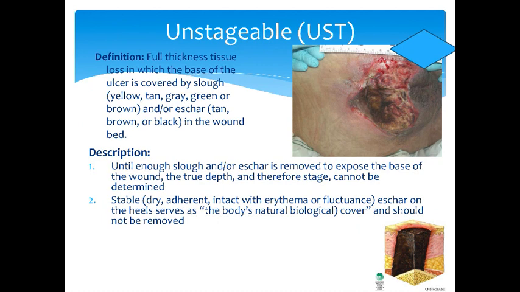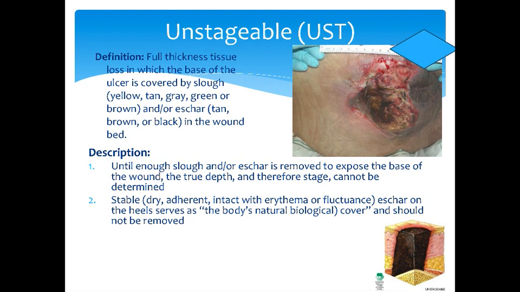Now, unstageable. So unstageable means that we have a lot of slough, and you can see here I've listed a lot of the different colors of slough. This clearly here is a slough. So if you're documenting this, you could say that maybe 60 or 70% of that is covered with slough, and then the other 30% is maybe a stage 3. But you always want to stage to the highest level. So if you had to pick one, you would go with your unstageable, okay?